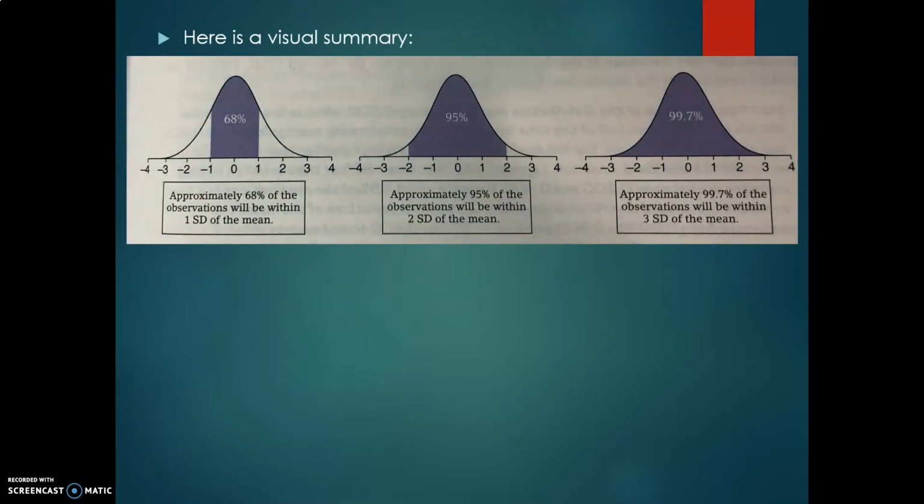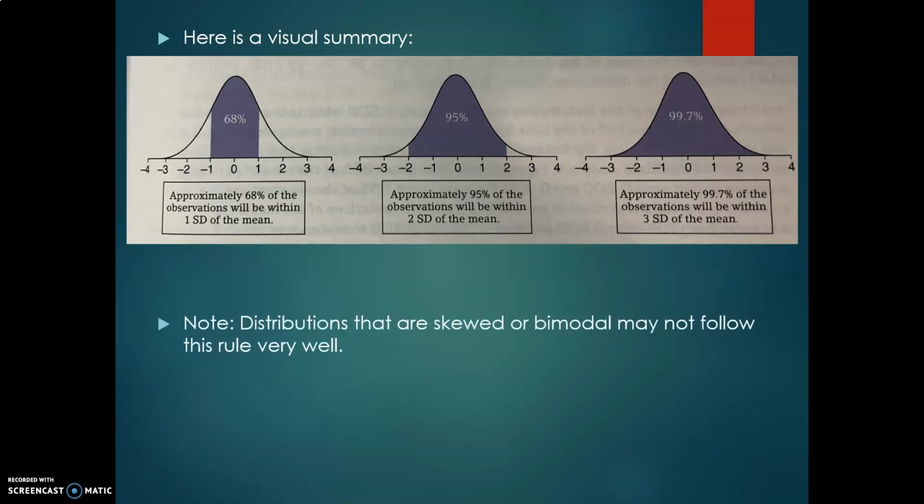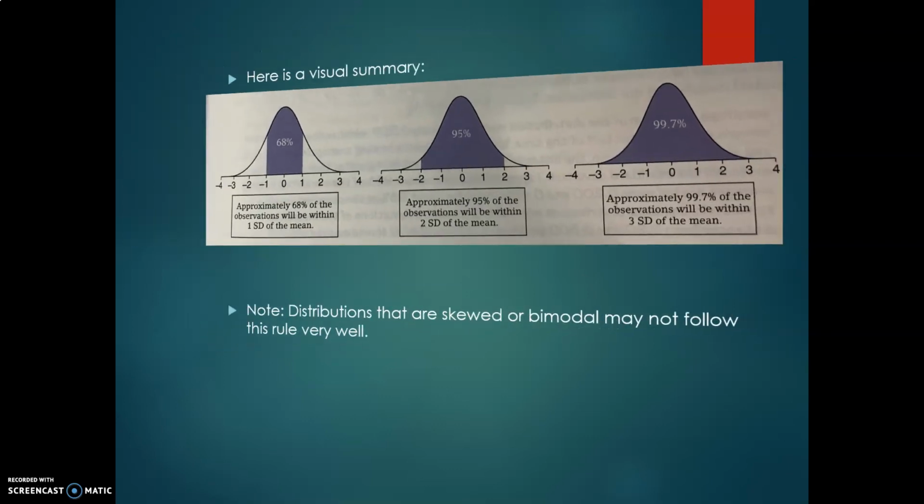Here's what that looks like in graphical form. You can see from -1 to positive 1 is 68%, so roughly 34% on either side, and then 95%, then 99.7%. If you're outside of that 3 standard deviations, you're in the 0.3%. So if you get outside of 3 standard deviations, you are definitely in the area of it being an unusual performance. Now, if the data is skewed or bimodal, it doesn't work so well.